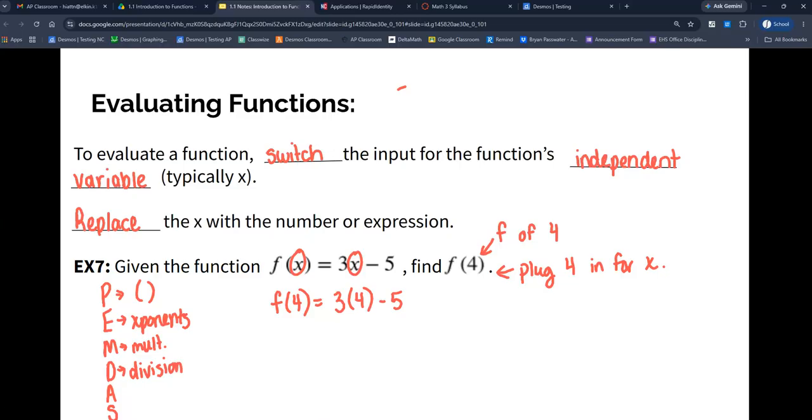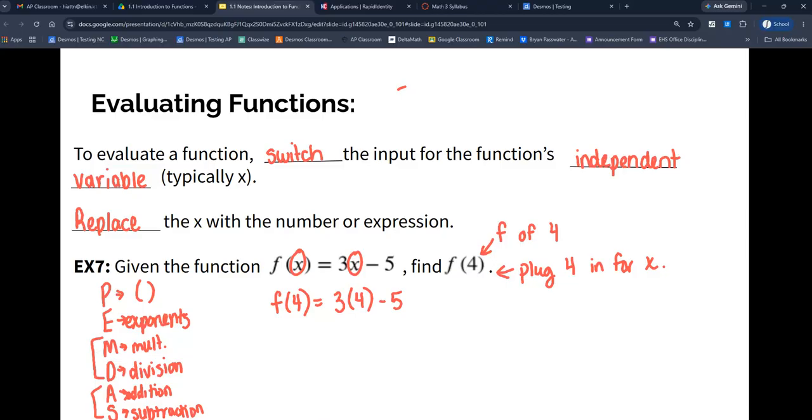And even though M comes before D right here, those two really kind of go together. You're going to do them in order from left to right. And A is addition, and S is subtraction. This works the same way. Addition and subtraction, do those from left to right. They're kind of equals.